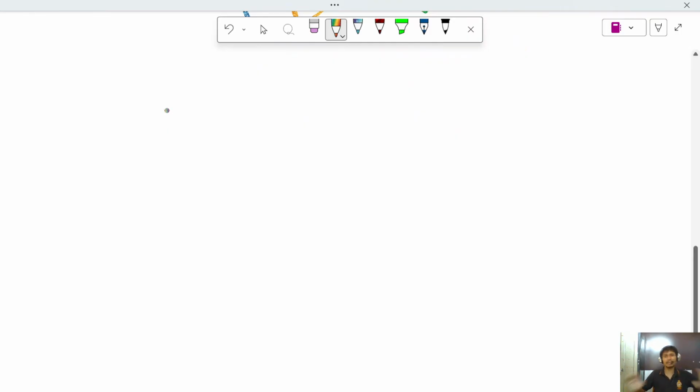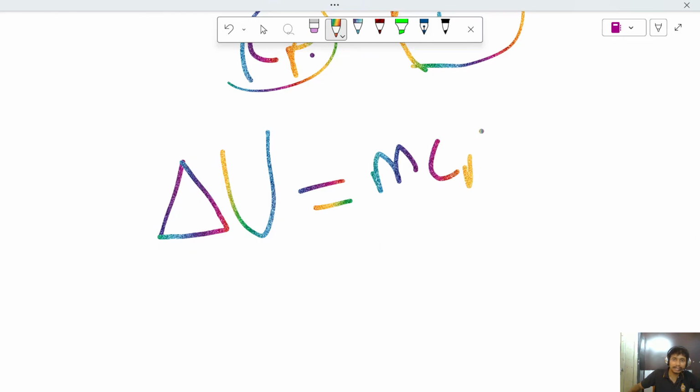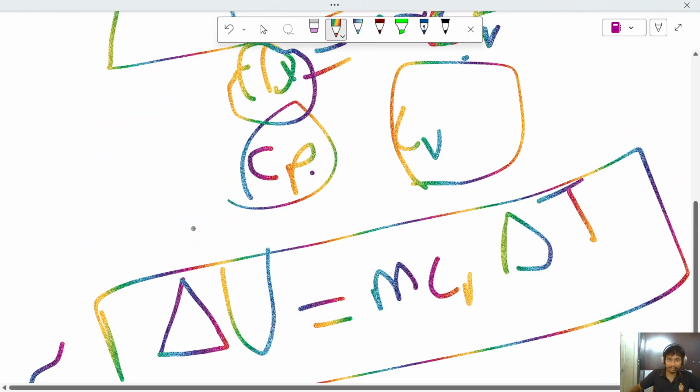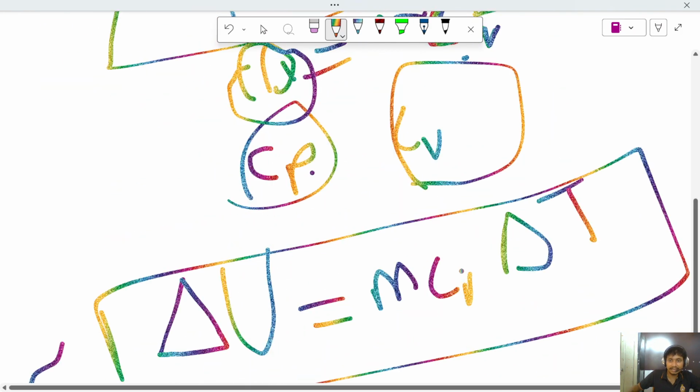Here we modify this equation a little bit. We only substitute delta U instead of Q, since Q is the general equation for heat transfer. Here, delta U is equal to m into Cv into delta T. Same equation, with some modification. The main thing is that here we use Cv for C.